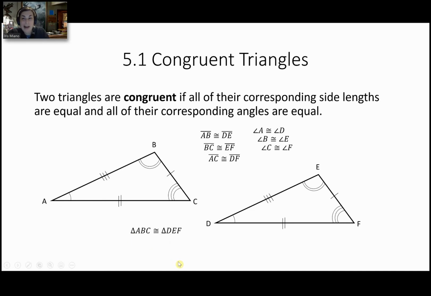But do you need to have all of this information in order to say that 2 triangles are congruent to each other every single time? No, actually there are shortcuts, and that's what the 3-letter codes are going to be indicating for us that we're going to talk about in this section.